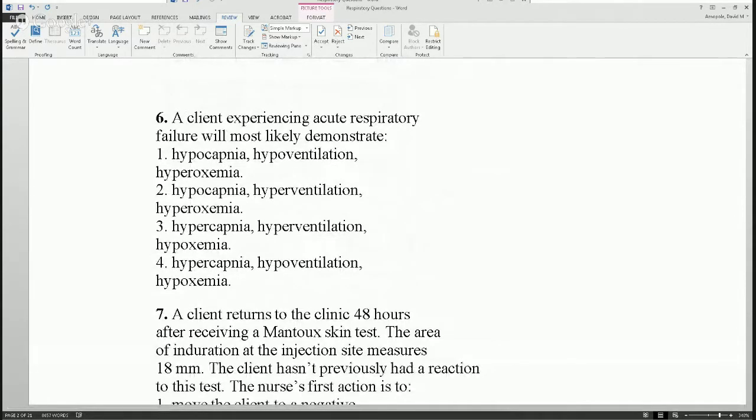Jeff, a client experiences acute respiratory failure, which will most likely demonstrate... Number 4, hypercapnia, hypoventilation, and hypoxemia. Yes, marked by hypercapnia, hypoventilation, hypoxemia. Yep.